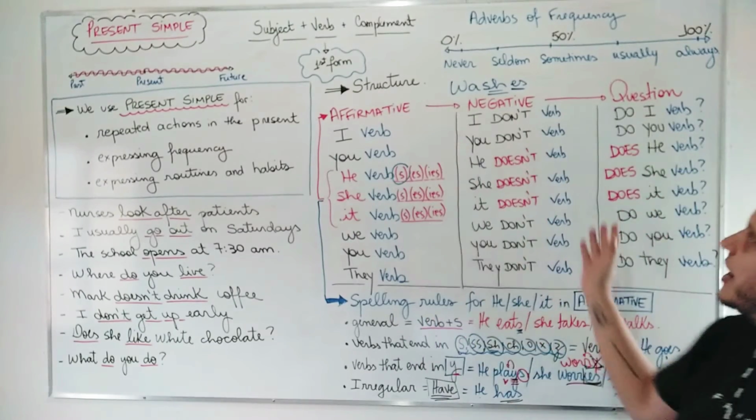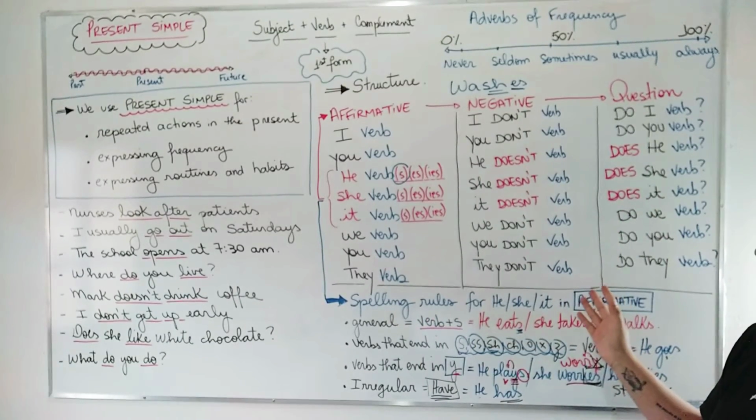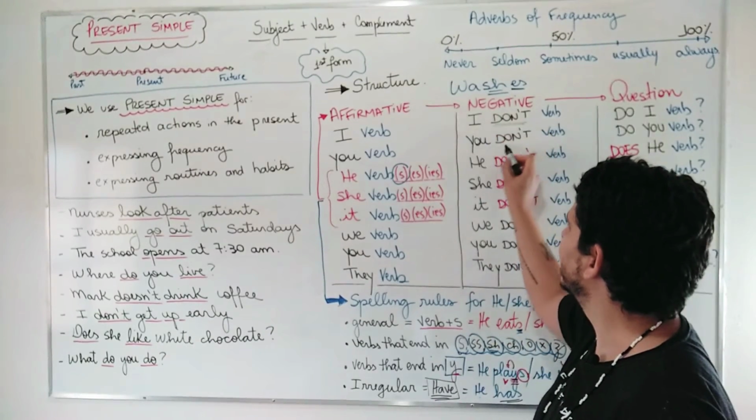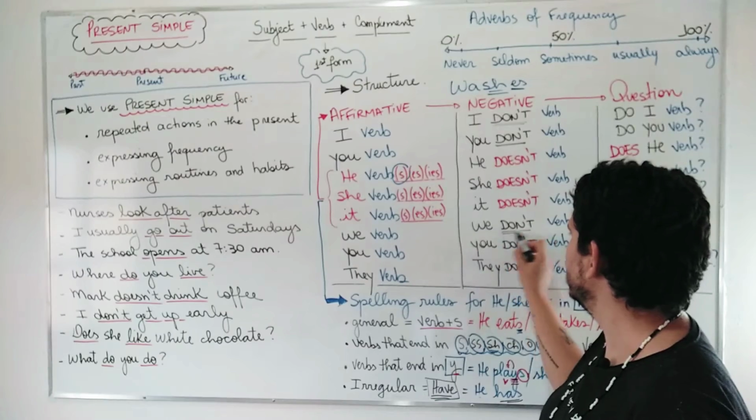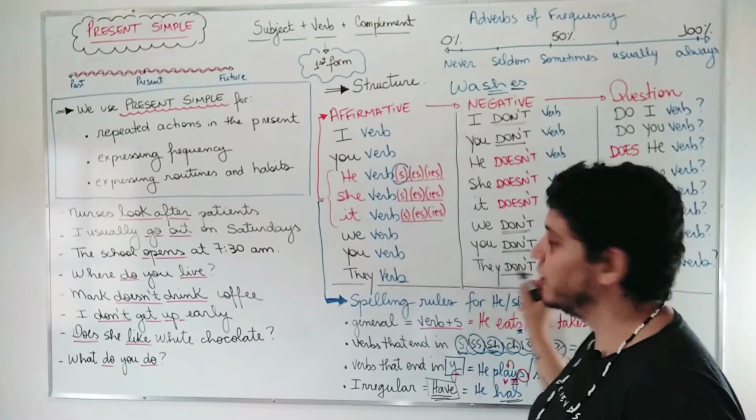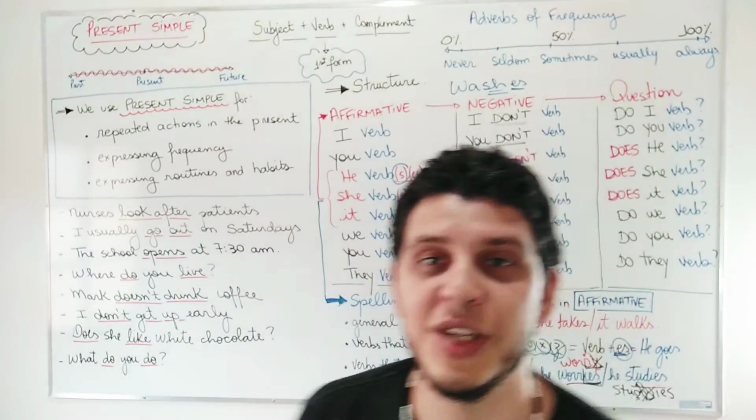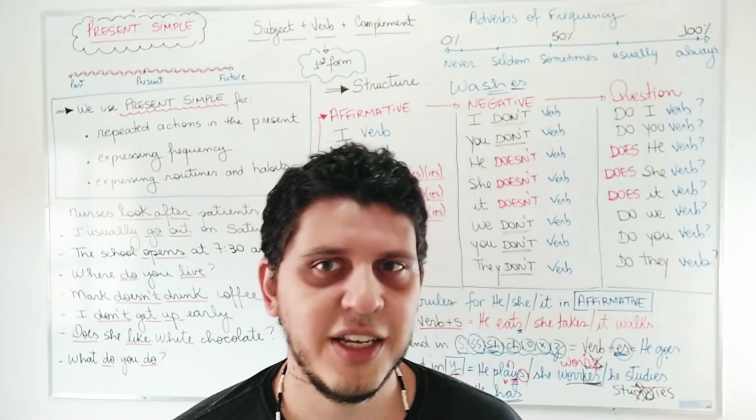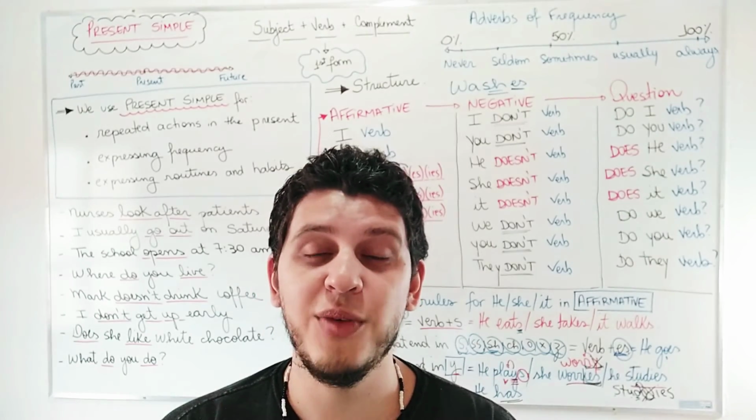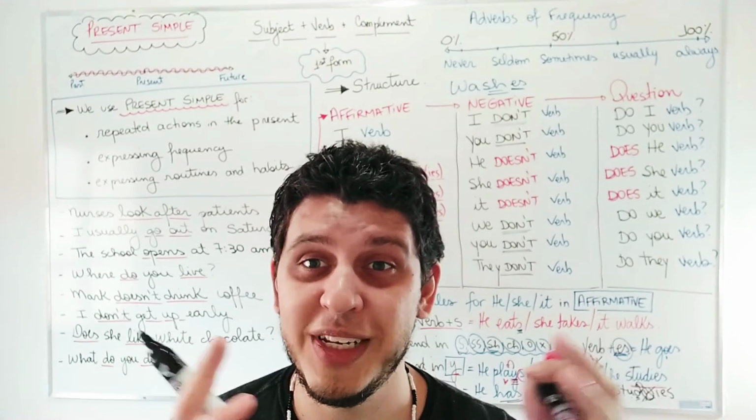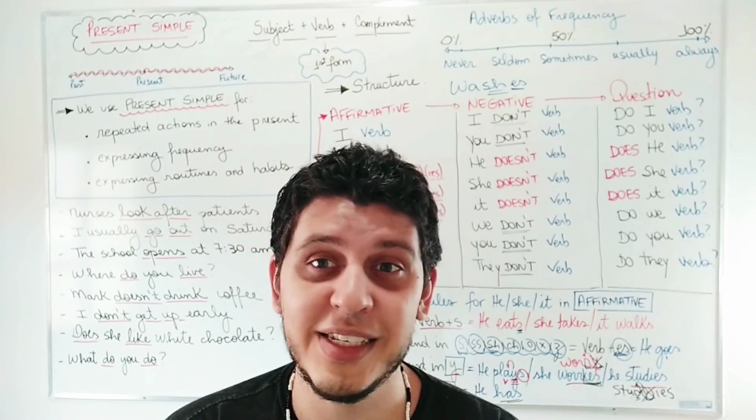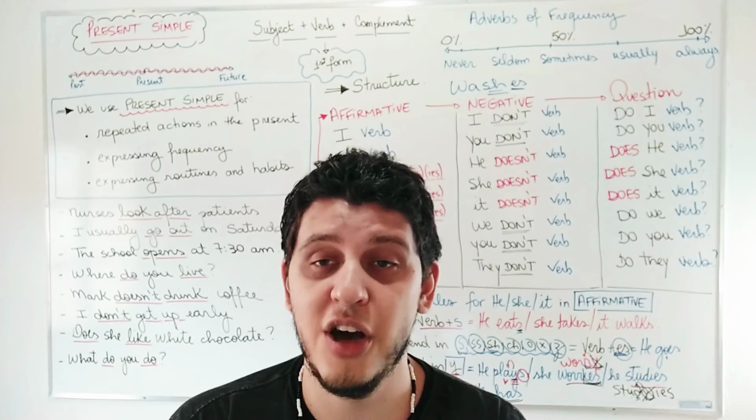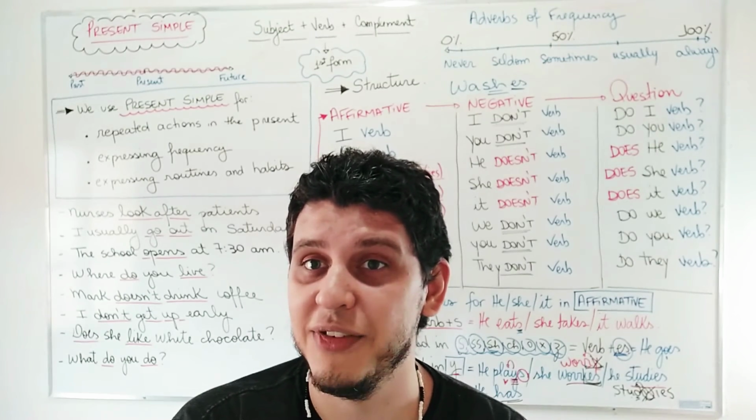Let's go to the negative now. In the negative, we will need to use this auxiliary called don't. Most students say not, for example, "eu não estudo," "I not study." But you see that when we are using the negative in English, we need to show what verb tense it is. And not doesn't show me the verb tense. Not just shows me it's in the negative.